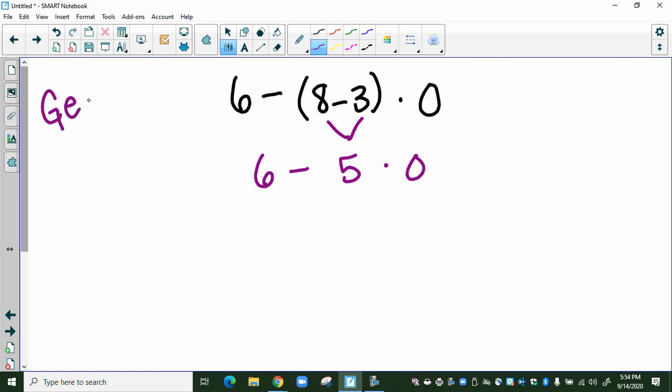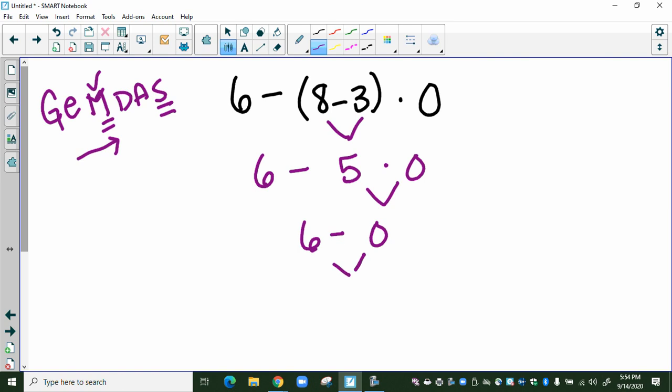No exponent. We do have multiplication right here. And we have subtraction right here. Well, if we're going from left to right, we're going to do the multiplication first. So that goes here. 5 times 0 is 0. And then 6 minus nothing is 6. Okay.